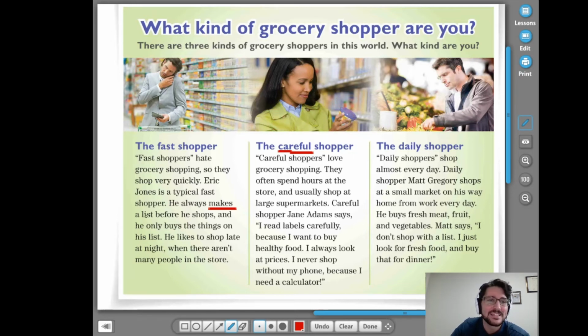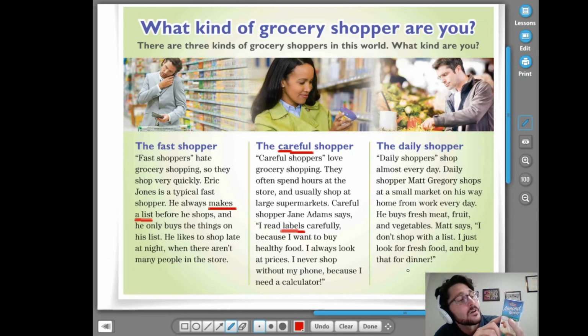And so we have makes a list. We have careful shopper. The next word is label. So here it says, I read labels carefully. Label, what is it? Okay, so label has a lot of different meanings, but in this case, I will show you by advertising. Almond Breeze. Almond Breeze is a very delicious almond milk. I just wanted to show you the label on the back.